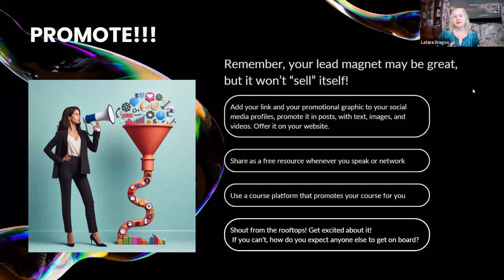Another option is, if you're using a platform that has multiple courses, sometimes you'll get organic traffic, because a lot of these sites will recommend similar courses when people are going to, like, Udemy and searching a keyword for a specific topic. Then your course just might come up organically. And last but not least, get excited about it. Shout it from the rooftops. If you can't get excited about your own content, then how do you expect anybody else to?